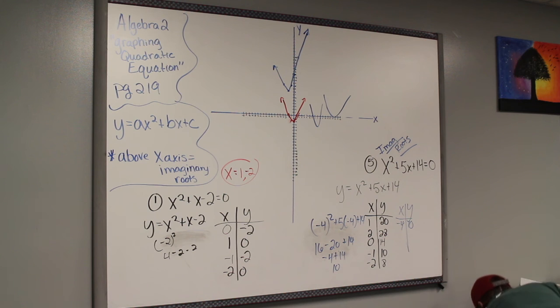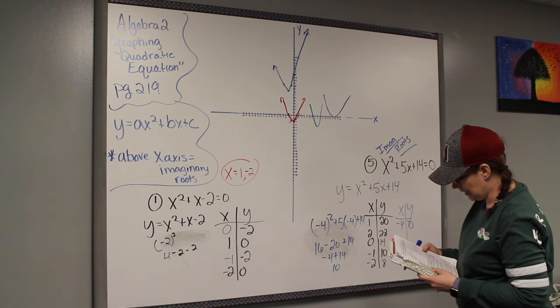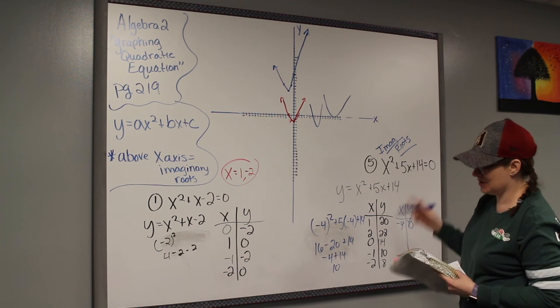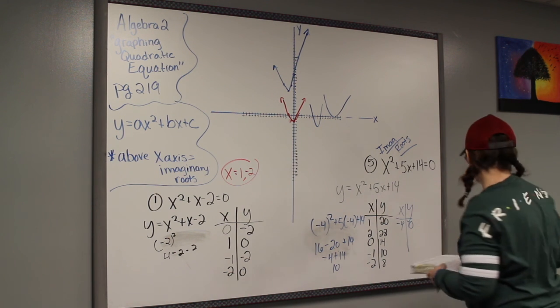I will tell you, from 1 through 10, I don't know how many I assigned to you, but there are only 4 imaginary roots, and this is 1. So don't write that for all of your answers.